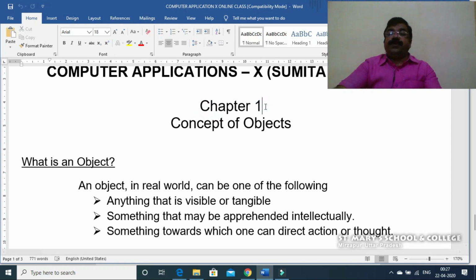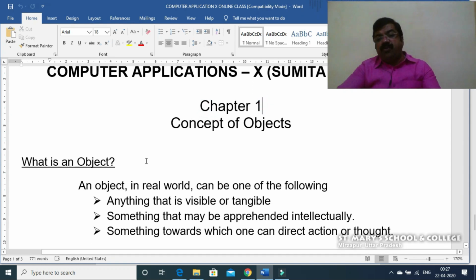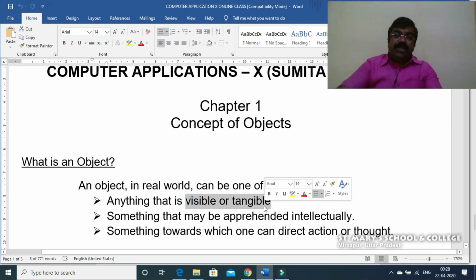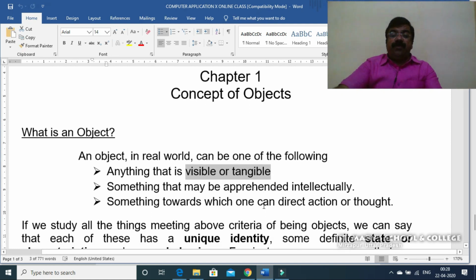Concept of OOPS. You have studied concepts of OOPS last year. Few you may be remembering also. First of all, let's see what is an object. An object in the real world can be anything, as it is given here. It is visible or tangible. Visible means what we can see, tangible means what we can feel, what we can touch.